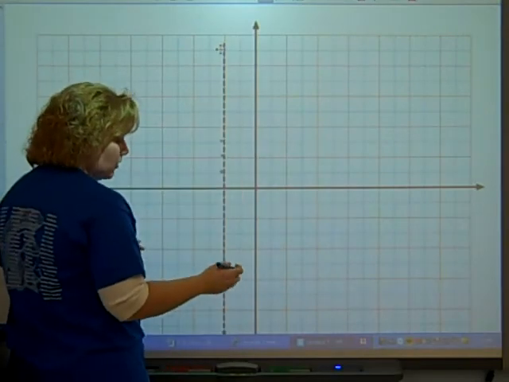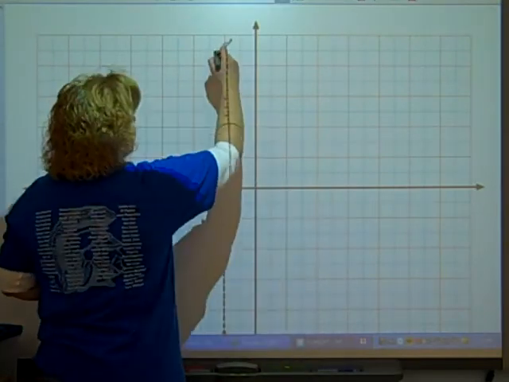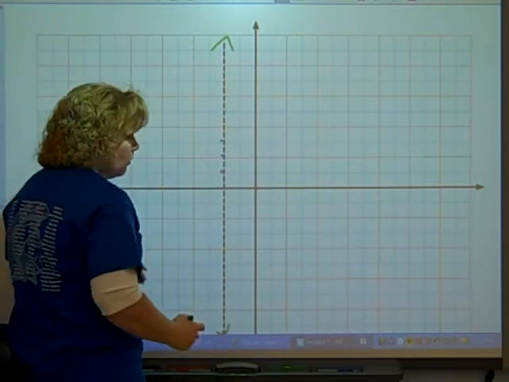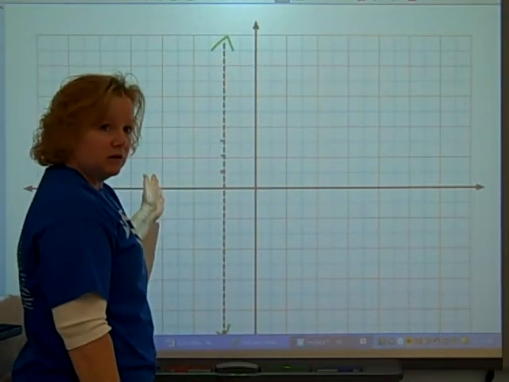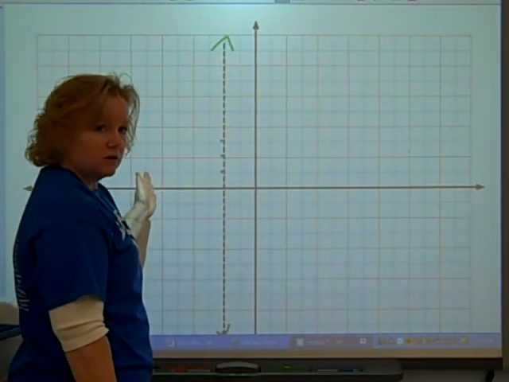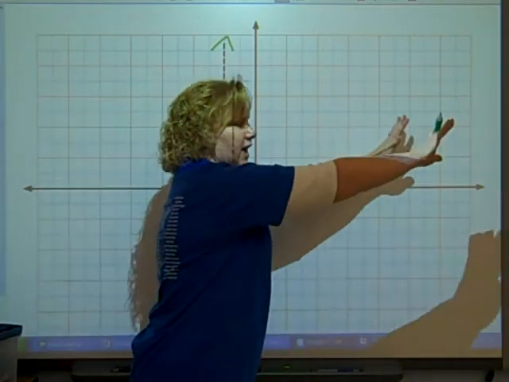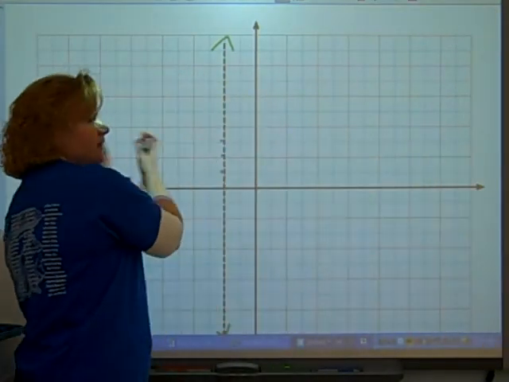Okay, now on this one, the question may be, where do I shade? Well, what is it? Read it to me again. X is greater than. Greater than this side, less than this side.